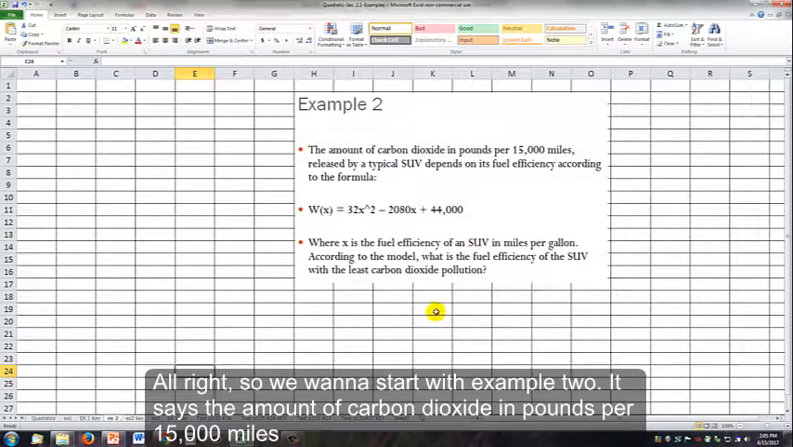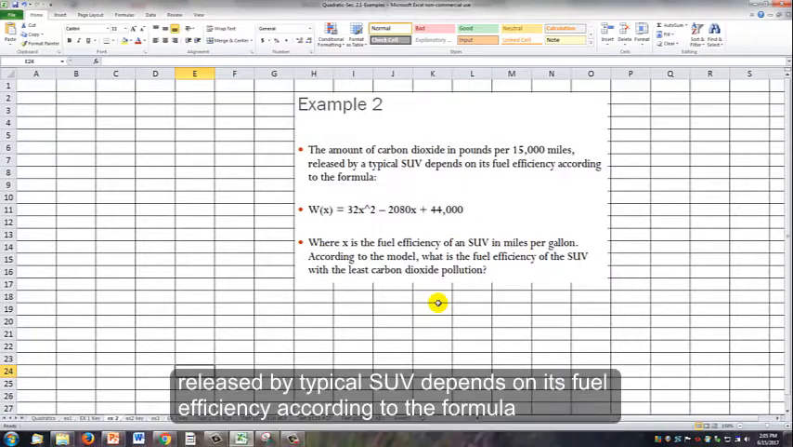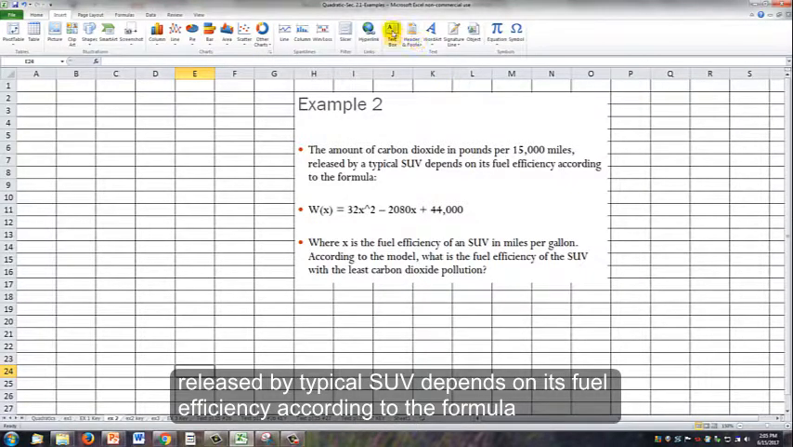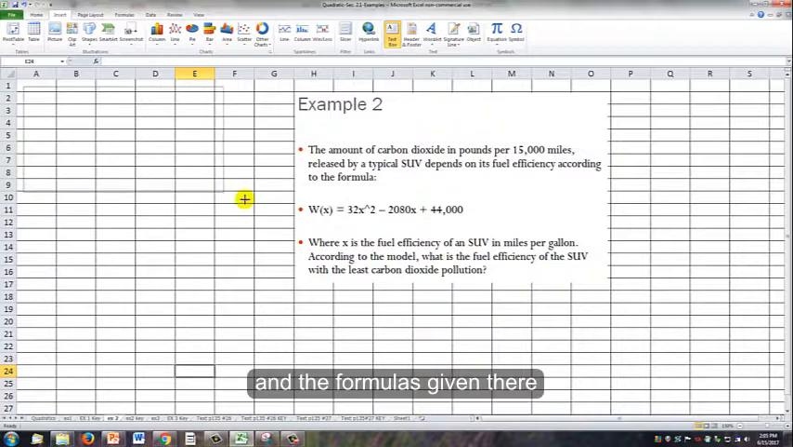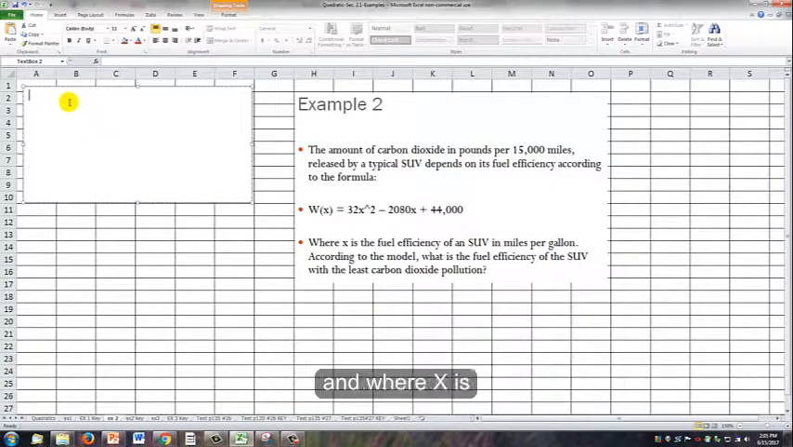Alright, so we want to start with example 2. It says the amount of carbon dioxide in pounds per 15,000 miles released by a typical SUV depends on its fuel efficiency according to the formula, and the formula is given there, where X is the fuel efficiency of the SUV and the units are miles per gallon.